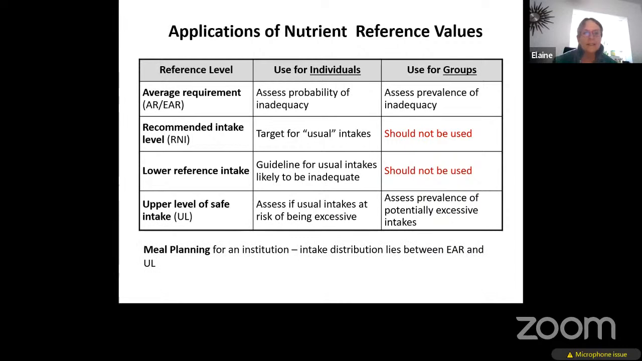And for meal planning for an institution, looking at the intake distribution within the institution, so if you've got a group of elderly people, for example, in some place, or a group of school-age children, you'd want to make sure that the range in the nutrient intakes lay between the estimated average requirement and the UL to be sure that most individuals in that population were meeting their nutrient requirements. And I've got some more slides that will be explaining this a bit further.